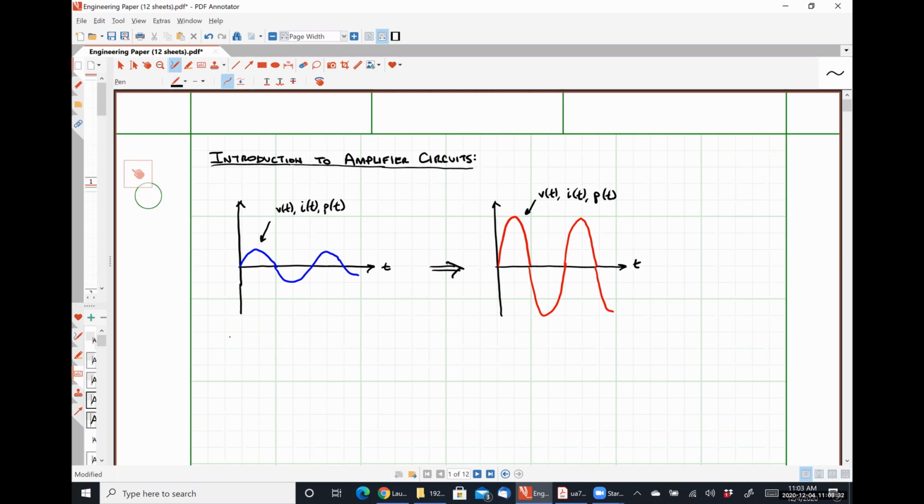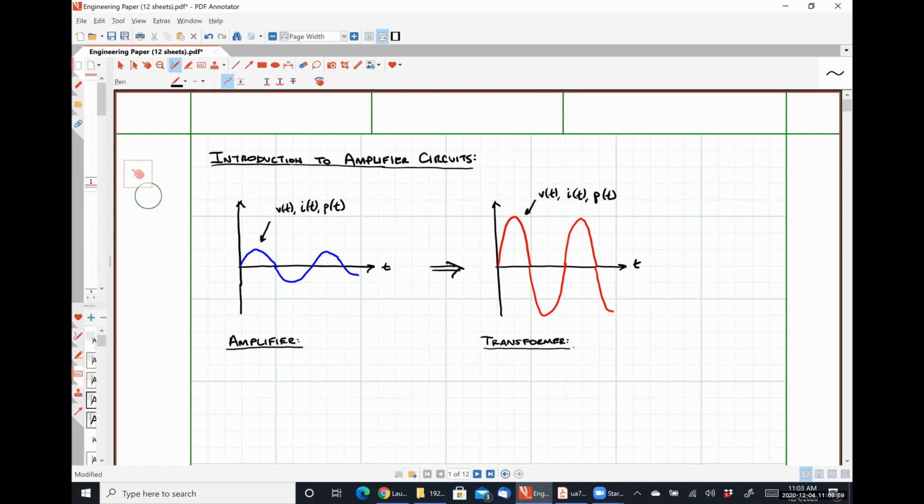The first method is utilizing an amplifier, which you guys are probably at least moderately familiar with. And the second method is the use of a transformer. And I mean an electrical transformer and not like an Autobot transformer, obviously.